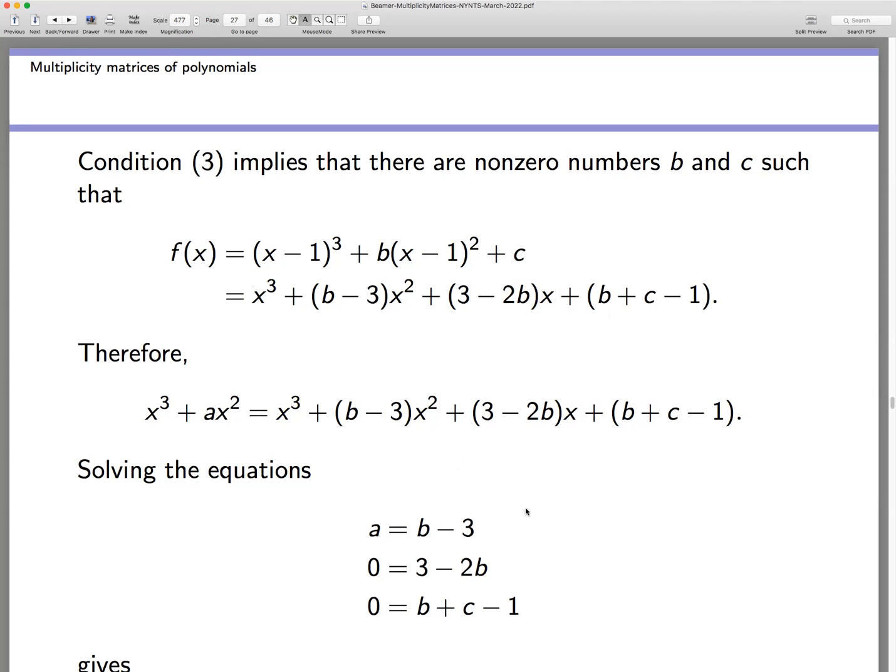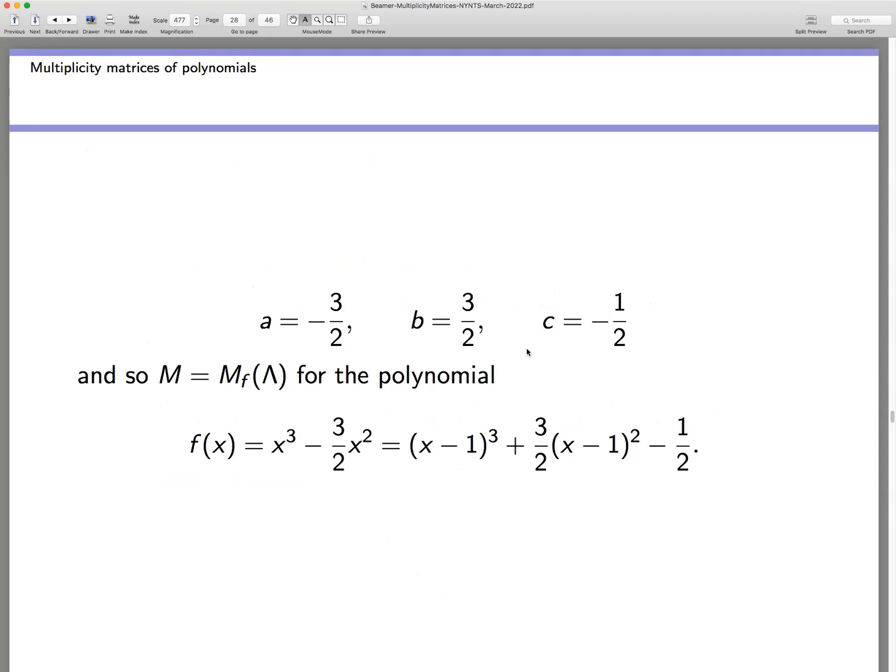So 3 minus 2b is 0. The constant term over here is 0, so b plus c minus 1 is 0. So I can solve these equations for a, b, and c, and this is my polynomial. This is the expansion around 0. This is the expansion around 1. And you can check, or use Maple or Mathematica to check, that these are equal.